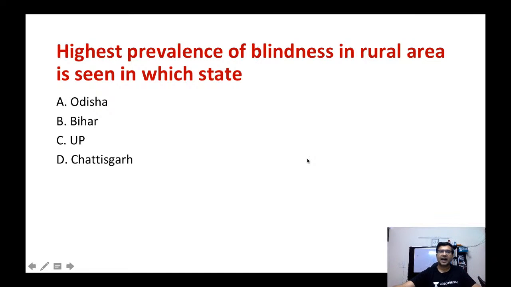The next question is: highest prevalence of blindness in rural India is seen in which state? Your options are Odisha, Bihar, UP or Chhattisgarh. Last question of the day.